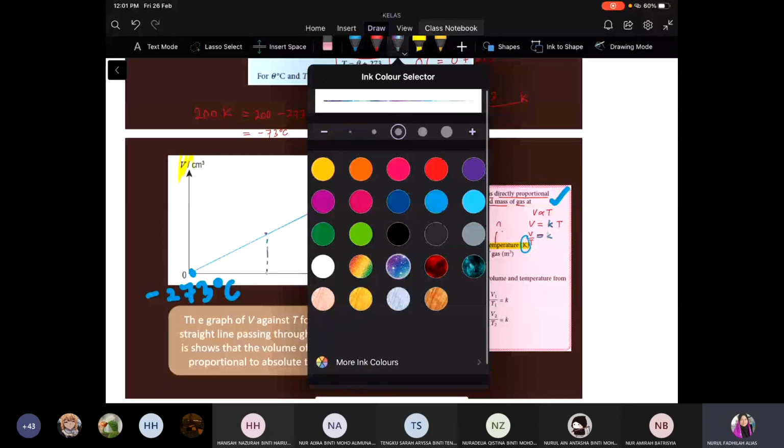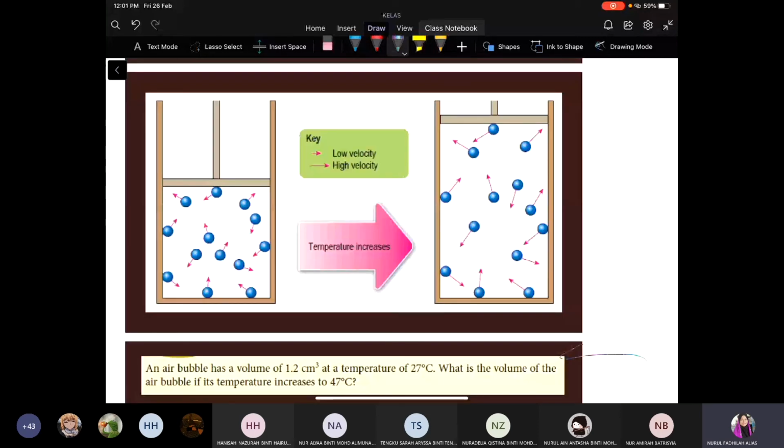So this is what you have seen just now in the simulation. Temperature increases when volume increases. Then, can you solve this problem? Of course, you can use a formula. How to solve this? An air bubble has a volume of 1.2 centimeter cubic.